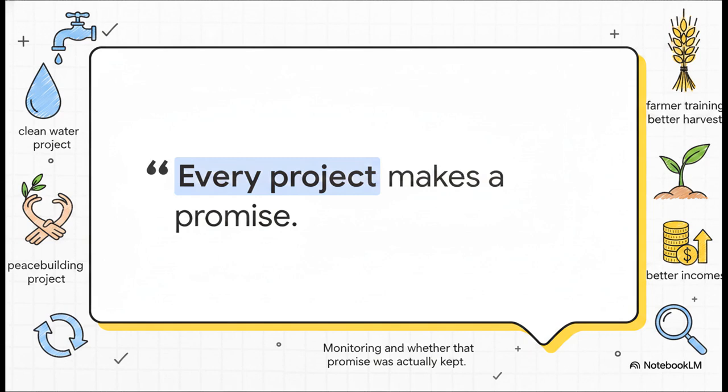So, let's start with the basic premise of our work. Every project makes a promise. Think about that for a second. A water project promises clean water. A peace-building project promises calmer communities. And a farmer training project, it promises better harvests and higher incomes. M&E, which stands for monitoring and evaluation, is really just the structured way we figure out whether that promise was actually kept, and what we learned along the way.